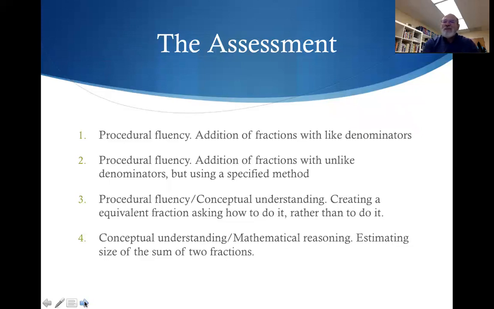Procedural fluency if the students used an algorithm to solve it. Mathematical reasoning if the students were able to think and reason, oh, both of them are close to 1, that means they're going to be greater than 1.